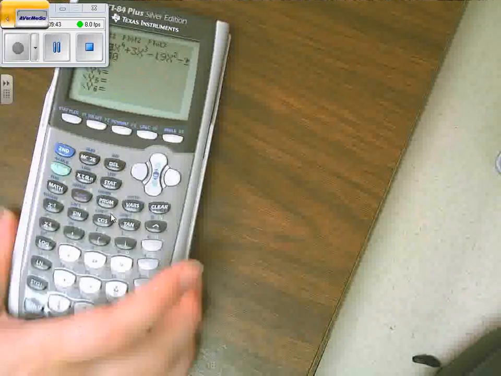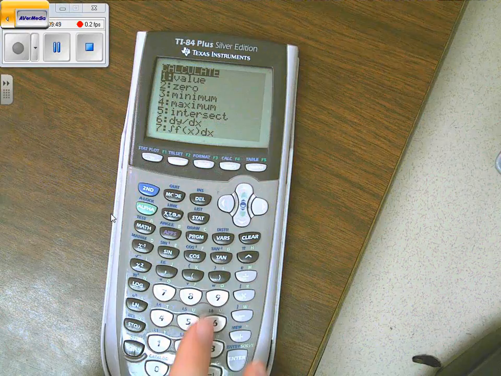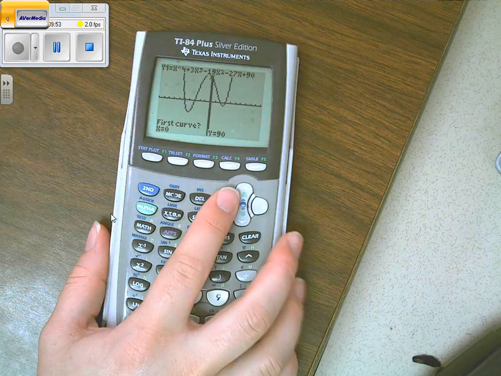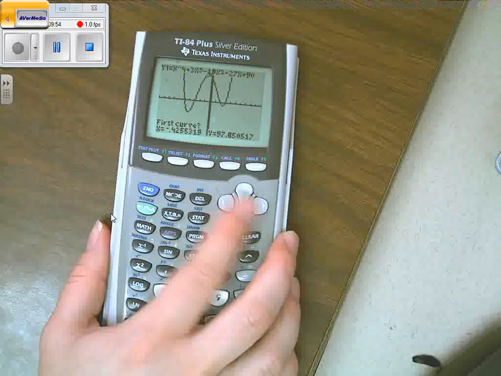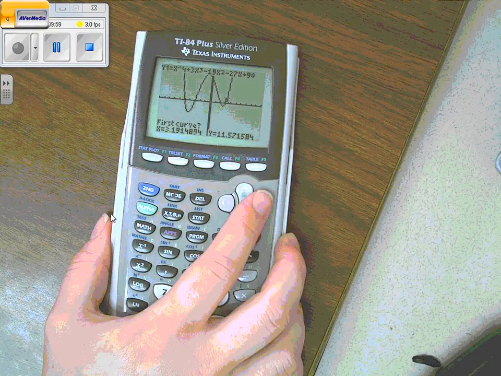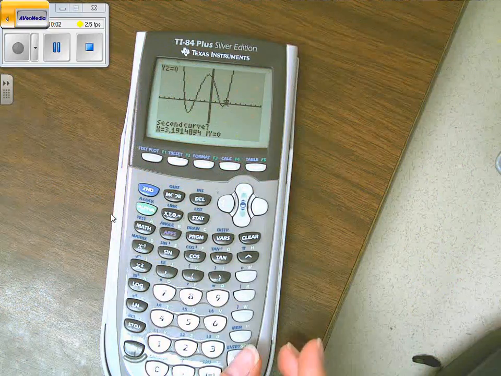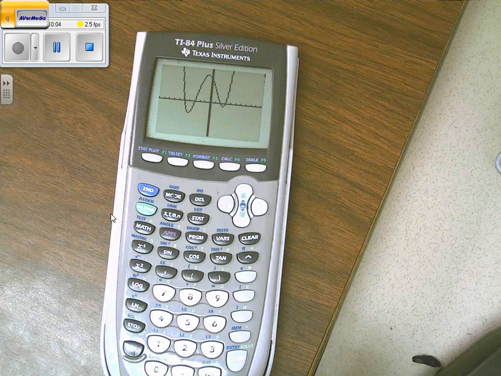So I'm going to go to second trace, number 5. Get close to an intersection. I'm going to start with the very far right intersection. And I'm going to push enter 3 times. And I get 3.